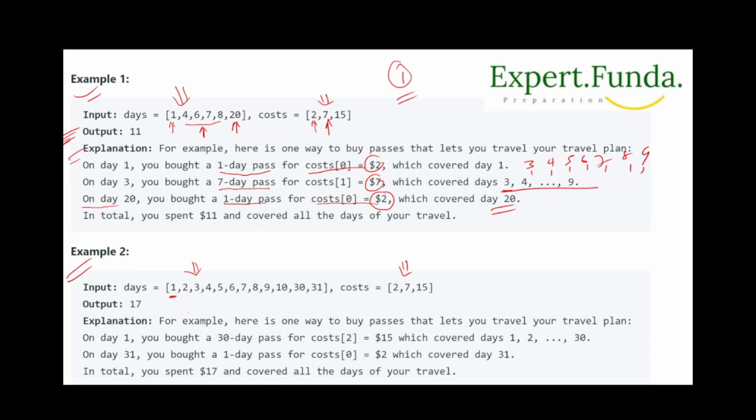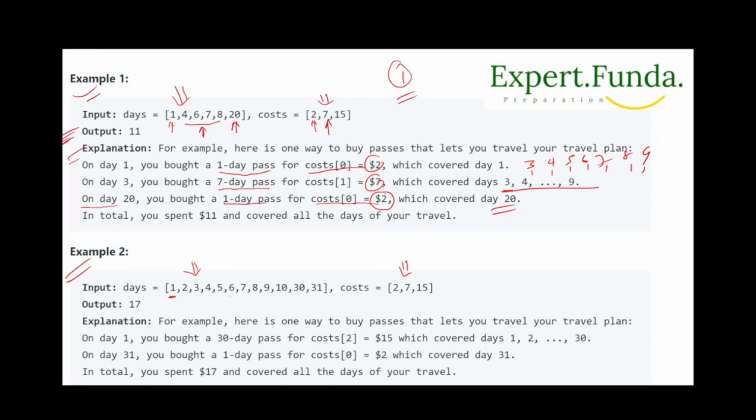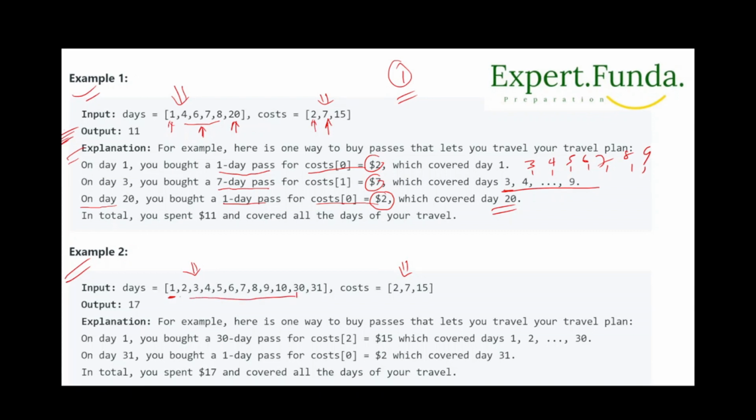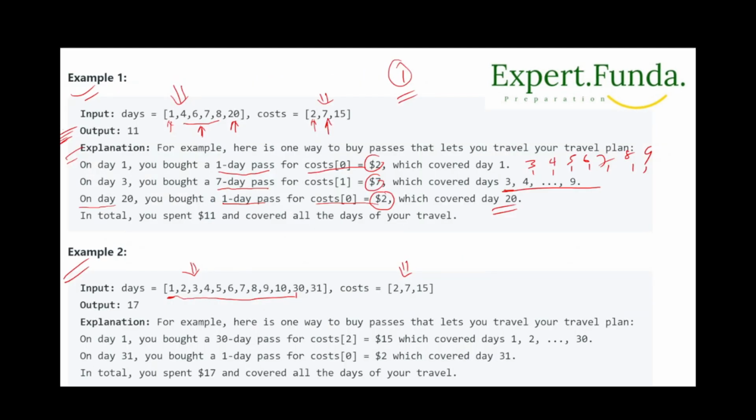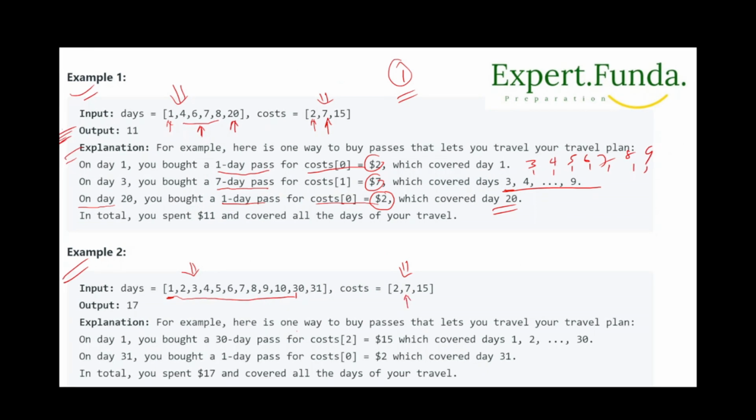So on day 1 we will take a 30-day pass, right? So from here to 30, you will get a 30-day pass, and it will cost you 7 rupees, right?